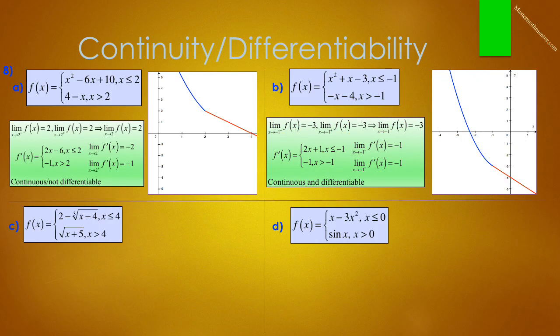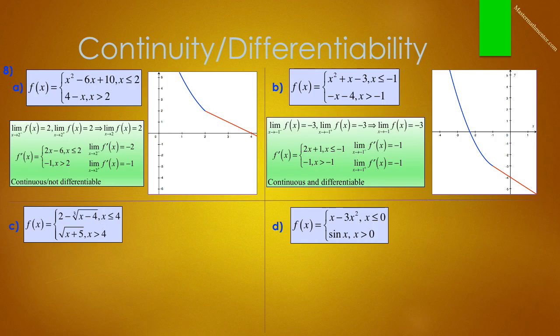B reads f of x equals x squared plus x minus 3 if x is less than or equal to negative 1, negative x minus 4 if x is greater than negative 1. We first look at the limit of f of x as x approaches negative 1 from the left and right. They are both negative 3, and therefore this is a continuous function. We look at the derivative, which is 2x plus 1 if x is less than or equal to negative 1, negative 1 if x is greater than negative 1.